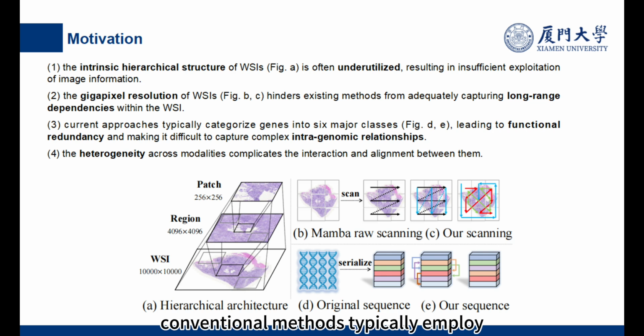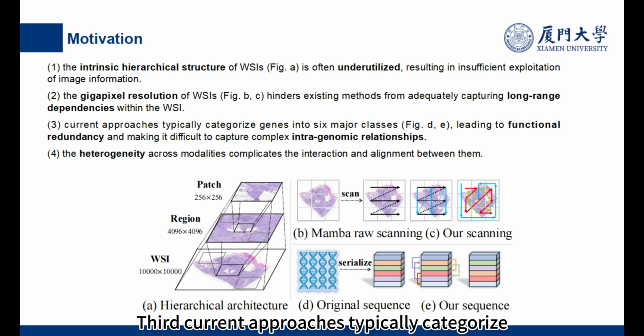Conventional methods typically employ a horizontal scanning serialization, which disrupts the original spatial structure of the WSI. To address this, we propose several alternative scanning patterns, specifically horizontal, vertical, left oblique, right oblique, and loop-back scanning. These allow us to fully extract WSI features and effectively capture long-range dependencies.